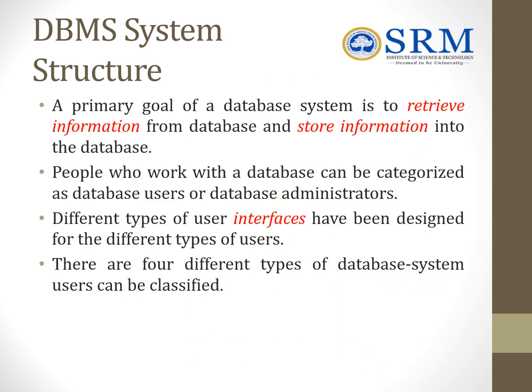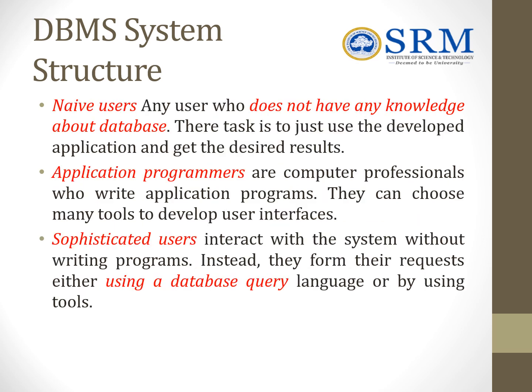The primary goal of the database system is to retrieve information from the database and store information in the database. People who work with the database can be categorized as database users or database administrators. Different types of user interfaces have been designed for different types of users. There are 4 different types of database system users. The first is the naive user. Any user who does not have any knowledge about the database can work with the database, and is so called a naive user.